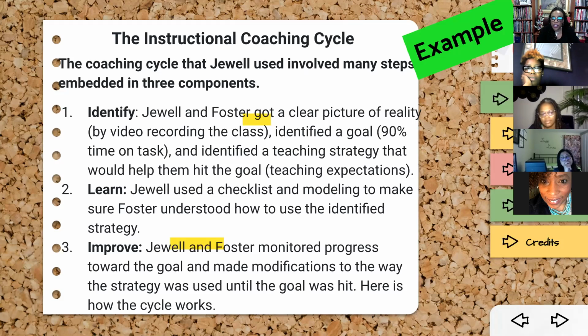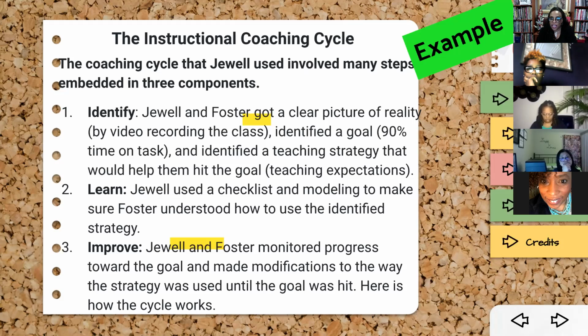Anyone else before we look at this? Was a different person, but he goes through the whole cycle with her as well. So I just put a copy in here so that we could see the identify stage to get that clear picture of reality, the checklist and modeling to make sure that she could learn what she wanted to learn. And then at the end, he was able to modify it so the strategies work.